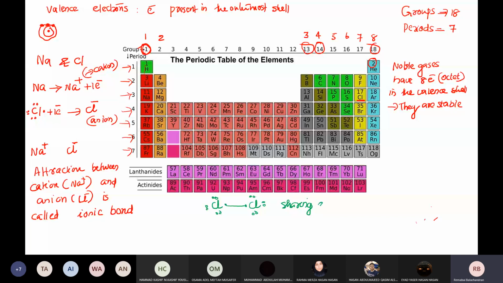Once they share electrons, what type of bond is formed? Covalent bond. Yes, it results in a covalent bond. So the first type is the ionic bond, and the second type is the covalent bond. Is it okay? You understood?